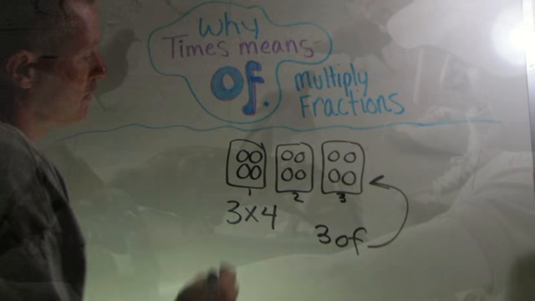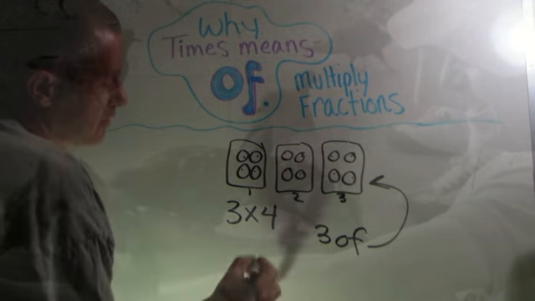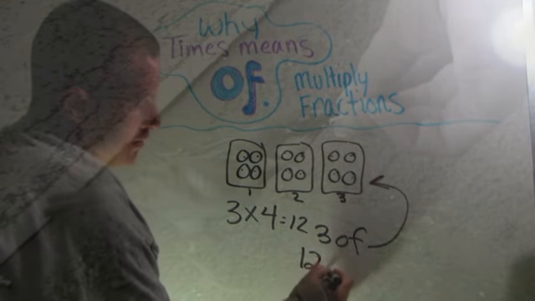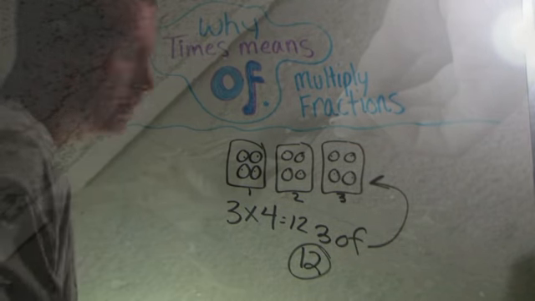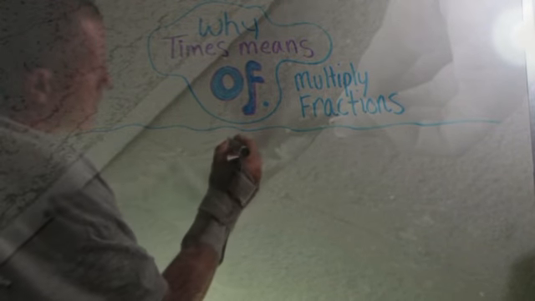So if I count all of those golf balls, 1, 2, 3, 4, 5, 6, 7, 8, 9, 10, 11, 12. I've got 12 golf balls in those 3 baskets. 3 times 4 is 12. Hope that makes sense. That's going to help when we talk about fractions, I hope.